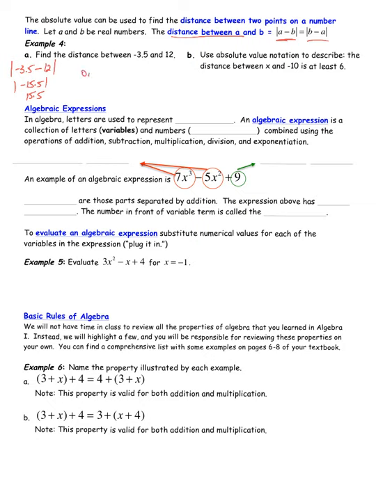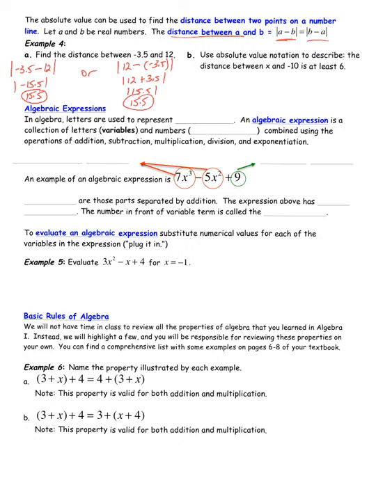We could also do it, and there's no reason to do it both ways, but I will for today. We can subtract negative 3.5 from 12. So we have 12 minus negative 3.5. And we take the absolute value of that to find the distance. That becomes the absolute value of 12 plus 3.5, which is the absolute value of 15.5. And the absolute value of a positive number is simply that number, so we get 15.5. So 15.5 is the distance between negative 3.5 and 12.